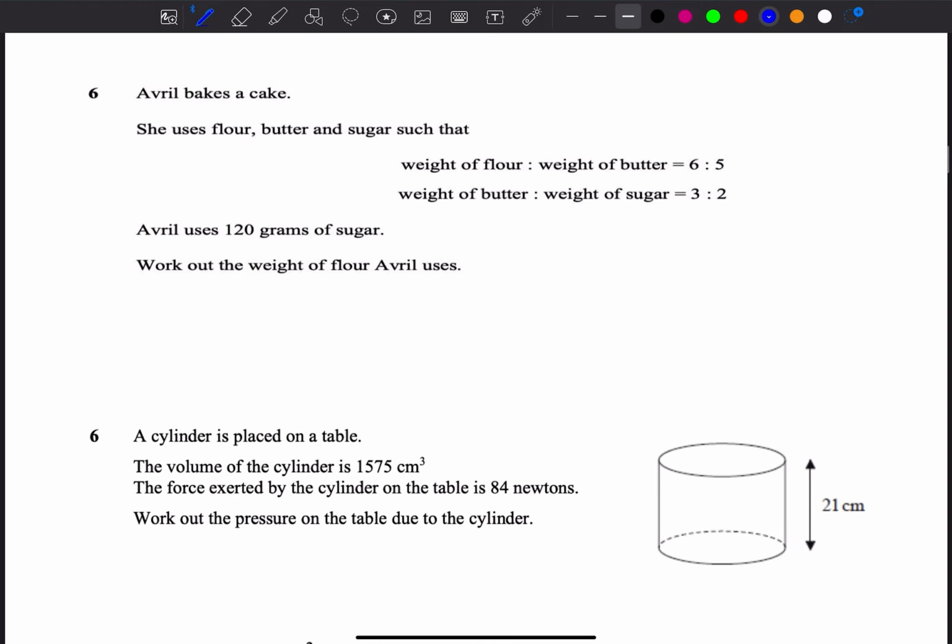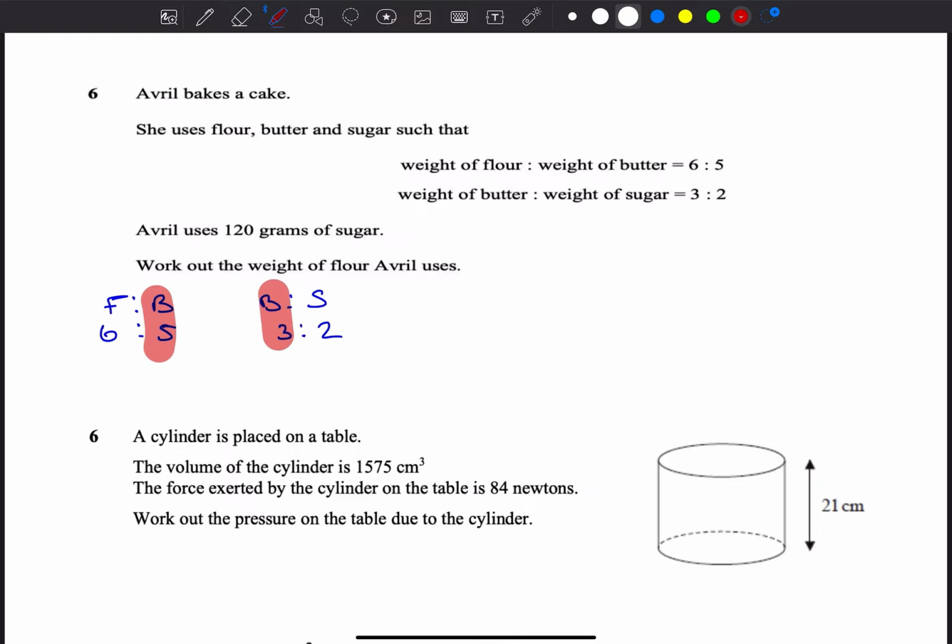Again, same thing. Flour to butter is 6 to 5, butter to sugar is 3 to 2. What is the common letter? Butter and butter. But it's 5 and 3, so times it by the opposite, just to make it the same. Times the first by 3, which gives 18, 15, and times this by 5, 15, 10. We will write it again: flour, butter, sugar, 18, 15, 10.